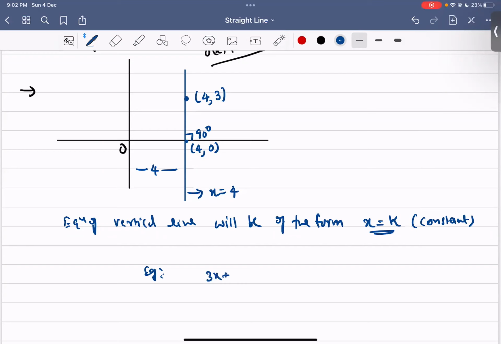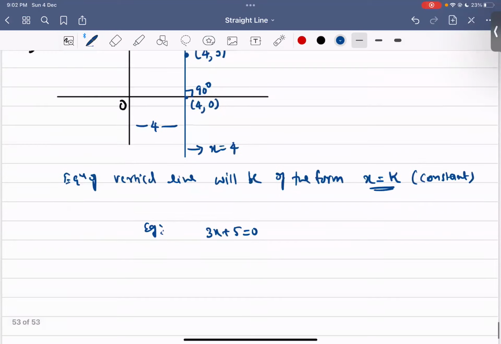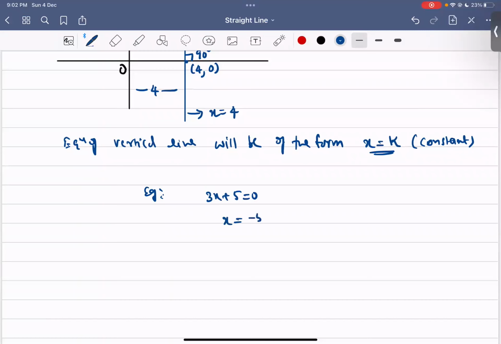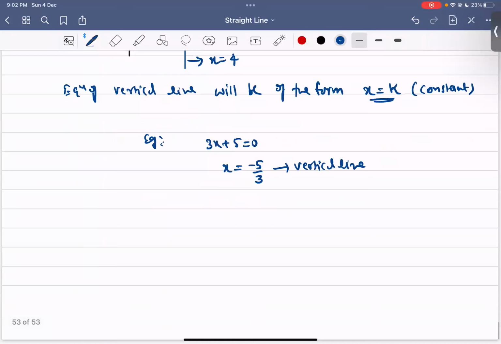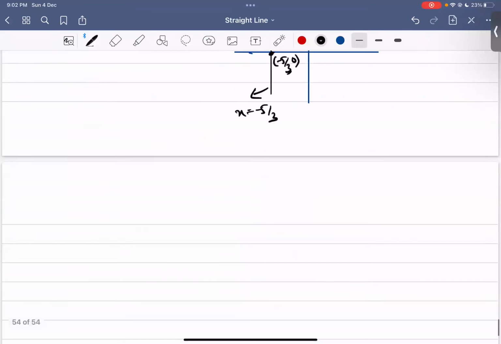So for example, suppose 3x plus 5 is equal to 0. Is it a vertical line or not? Yes, x equal to minus 5 by 3. It's a vertical line. How will the vertical line look here? So this is the x-axis and y-axis. This is x equal to minus 2 point something. So this is minus 5 by 3 comma 0. This is equal to what? X equal to minus 5 by 3. So the vertical line is of the form x equal to constant.